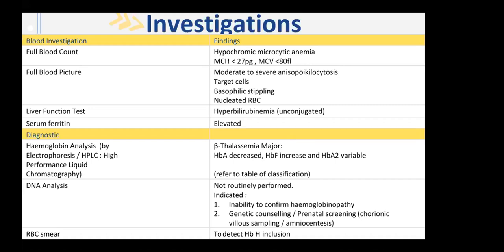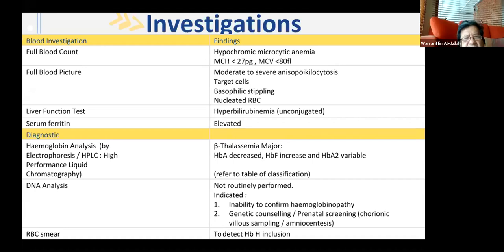Next is diagnostic testing, hemoglobin analysis, either by electrophoresis or HPLC. HPLC stands for high performance liquid chromatography, which is in the next slide later. For beta thalassemia major, we can see the HbA will be decreased, HbF increased, and HbA2 is variable. So HbA can be absent or decreased. Yeah, must mention that. And you cannot say serum ferritin can be elevated. Serum ferritin will be elevated in all patients with beta thalassemia, especially thalassemia major. These are normal or elevated. Once they are transfused, then it will be elevated.